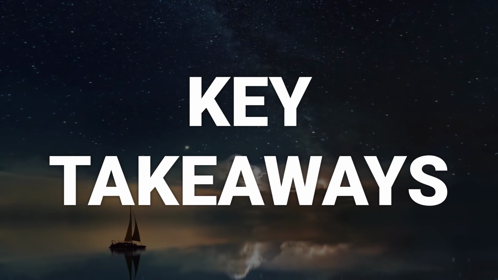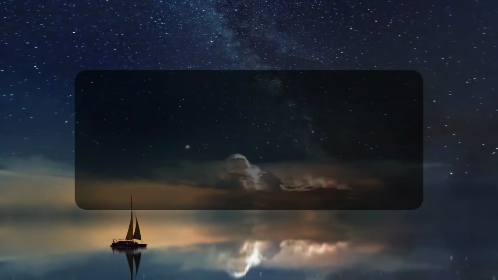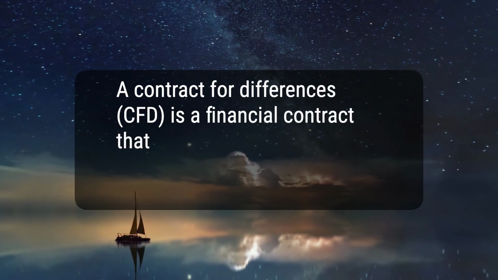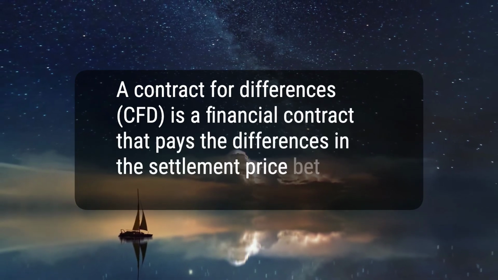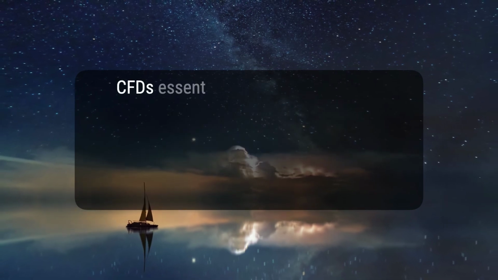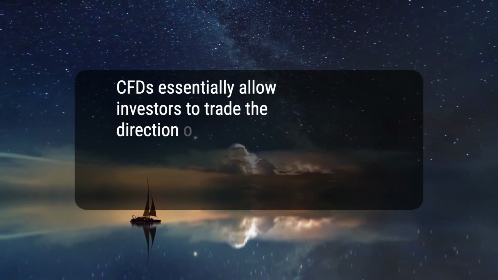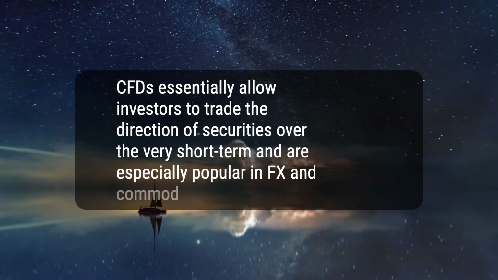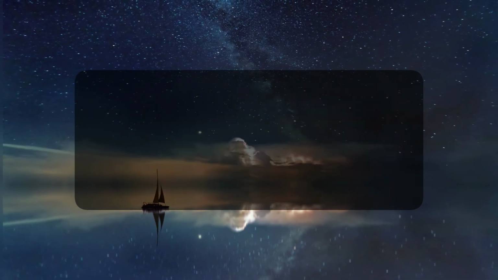Here are 3 key takeaways. 1. A contract for differences, CFD, is a financial contract that pays the differences in the settlement price between the open and closing trades. 2. CFDs essentially allow investors to trade the direction of securities over the very short term and are especially popular in FX and commodities products.